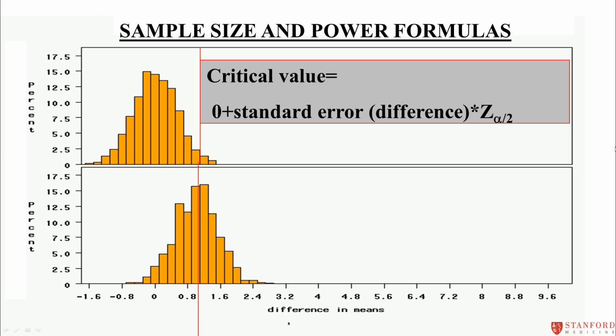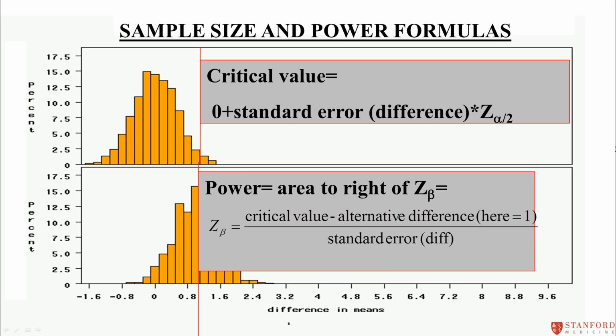Now z alpha over 2 is usually 1.96, but if you wanted to change the significance level to make it more stringent, you would change that z value. So that's why I'm generalizing that here. The power is then going to be the area to the right of what I'm going to call z beta. So z beta, remember this alternative curve down at the bottom is just a normal curve. And we want to know what's the power on the alternative curve, what's the area to the right of the critical value? The critical value we figured out based on the null distribution. What's the area to the right of the critical value on the alternative curve?